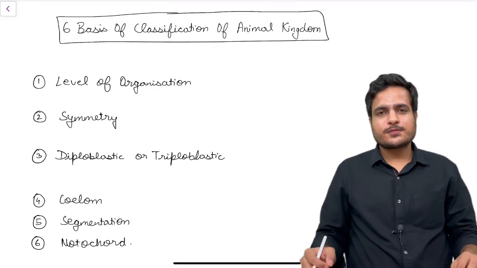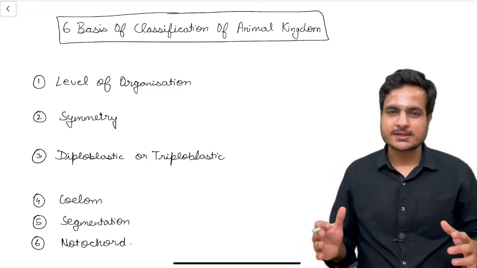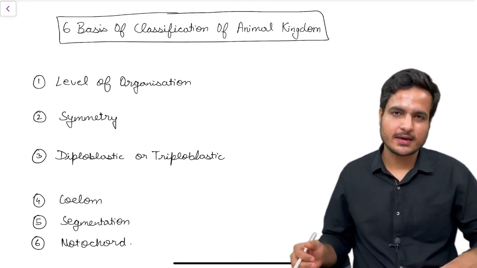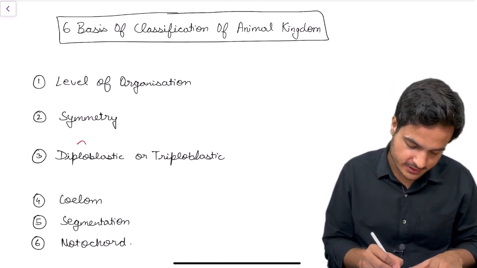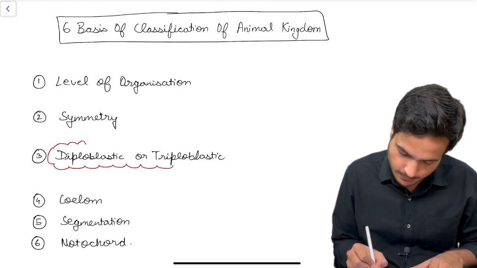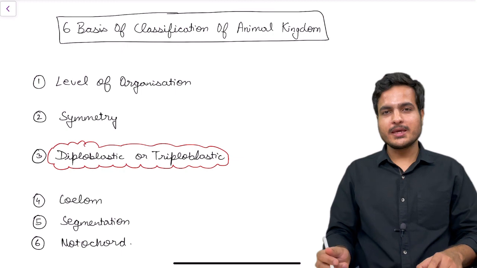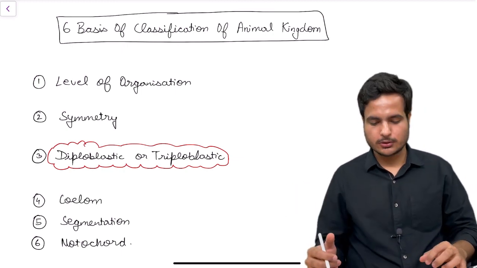Hello everyone, in this video we are continuing our discussion of the 6 criteria used by scientists to classify kingdom Animalia into different phylum. And we have reached the third point of discussion, which is whether the organism is diploblastic or triploblastic. So let us find out what we mean by diploblastic or triploblastic organisms.